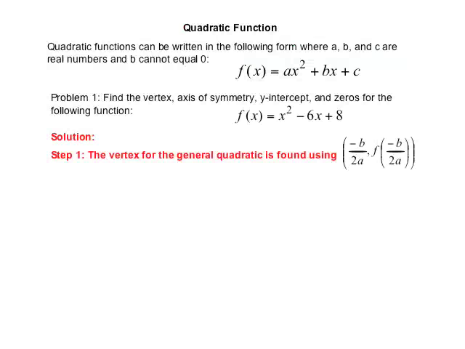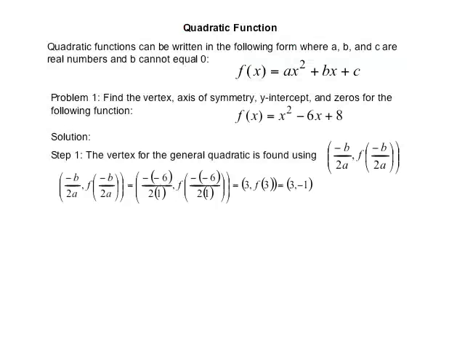Solution. Step 1. The vertex for the general quadratic is found using this formula. Negative b over 2a would be the x value at the vertex, and f of negative b over 2a would be the y value.